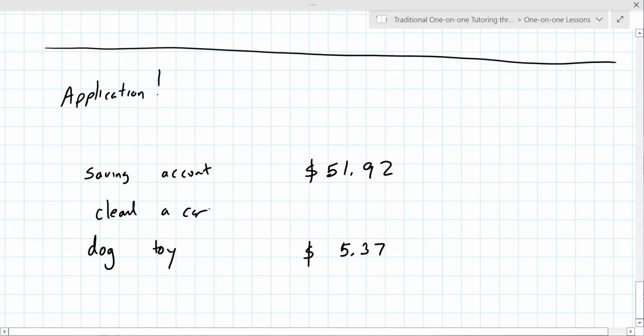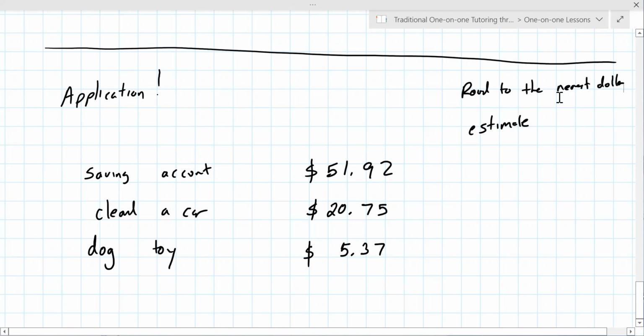And like you said, you cleaned a car. Yes. And so how much do you earn for cleaning a car? Around 20. So let's just say it's $20, but you find some change in your dad's car and he says, hey, you go ahead and keep it. And you find 75 cents in there. Okay. All right. So we're going to estimate. And we're going to round to the nearest dollar.